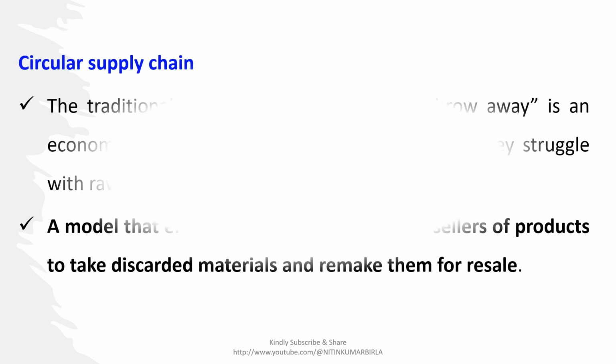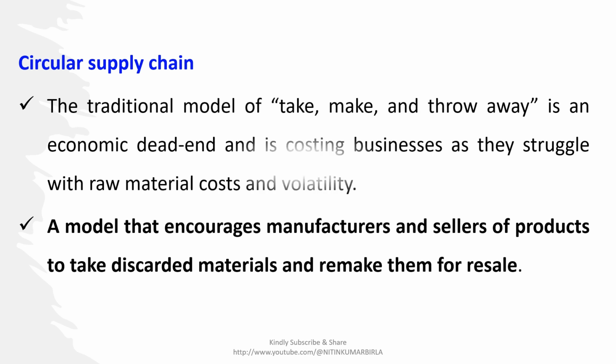Okay, we go next now. Circular supply chain. The traditional model of take, make and throw away, from the previous one, is an economic dead end and is costing business as they struggle with raw material cost and volatility. I touched upon two points here. It costs a business a huge price because of raw material cost and volatility of rates and availability. Got the point? What was used to make that product has gone to the landfill. Nothing is coming back to the business model. Nothing is coming back to business at all. So for making the next product, you have to depend on everything fresh now. Getting my point?